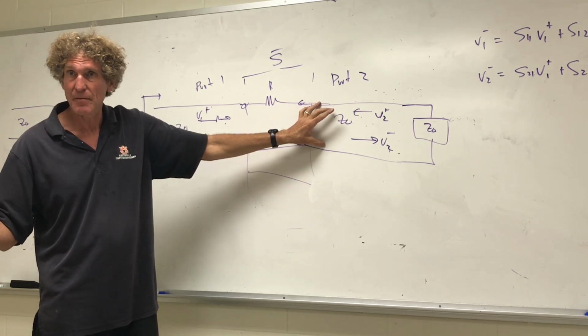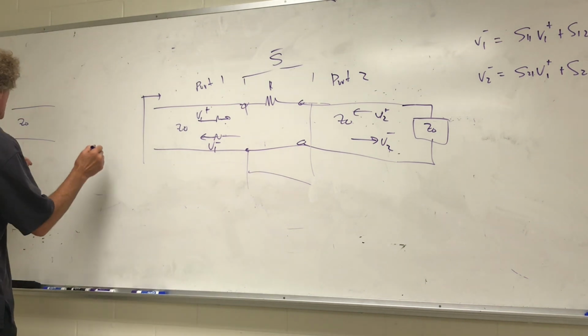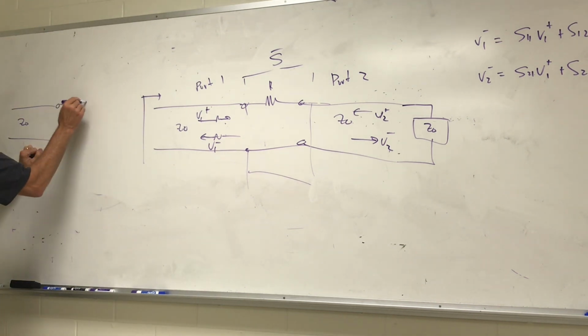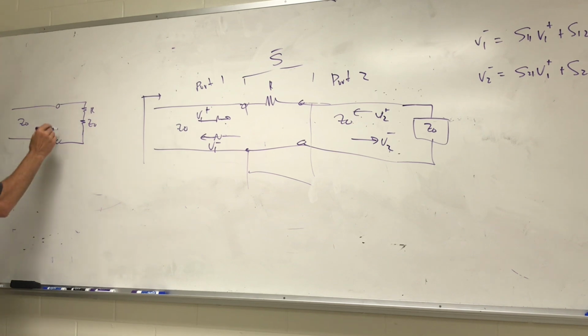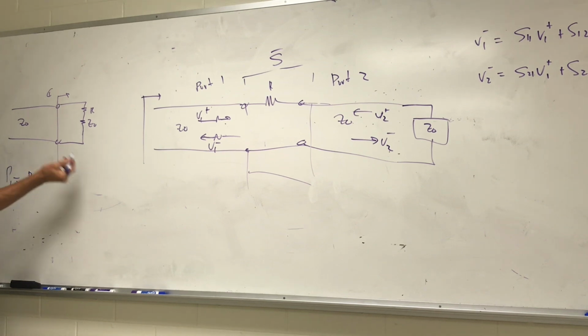Does everybody understand that? So this really looks like I'm going into a load of R plus Z0. Might as well just show it that way. This is where the end of port 1 is, right there. So what would the reflection coefficient be at that port? Well, it's the impedance you're going into, R plus Z0, minus the impedance you're coming from, Z0, over the sum of the two, which would be R plus 2Z0. First, does everybody agree with that?